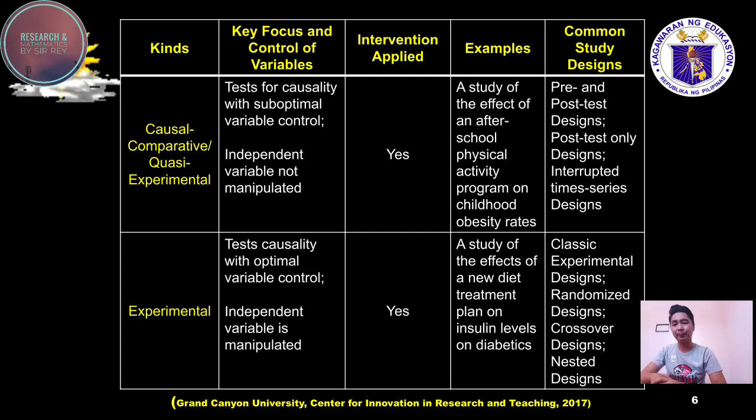It's very simple. What do we need to test? It's a new diet treatment plan. Therefore, it doesn't have any existence prior to your study. It is a new plan. So you are going to test out whether it is something that is effective or something that is defective. Therefore, since you are going to test, then it is experimental.